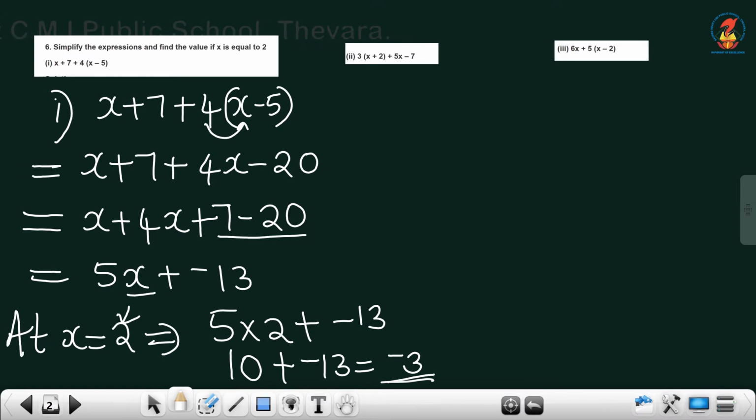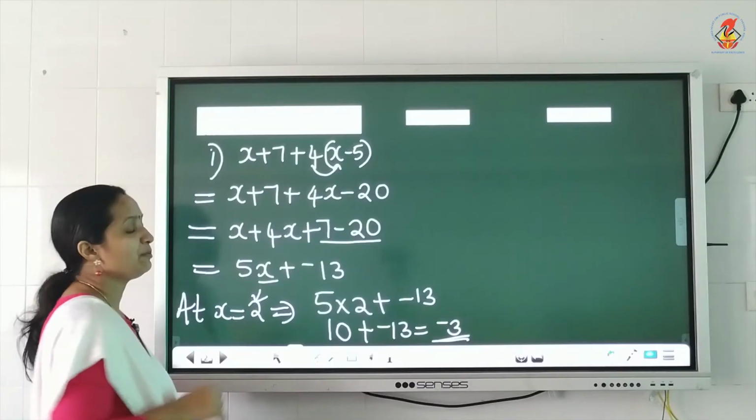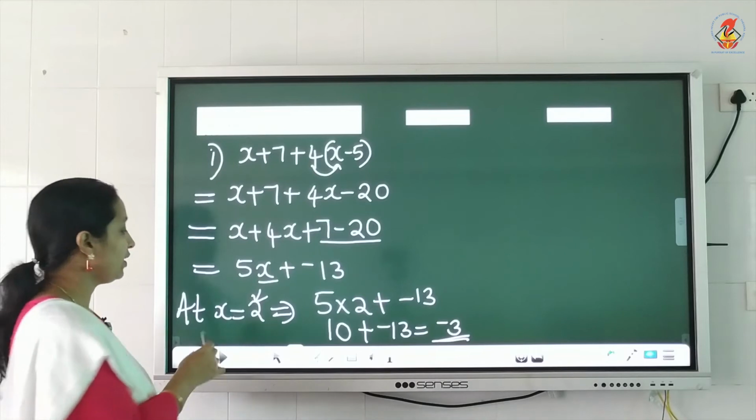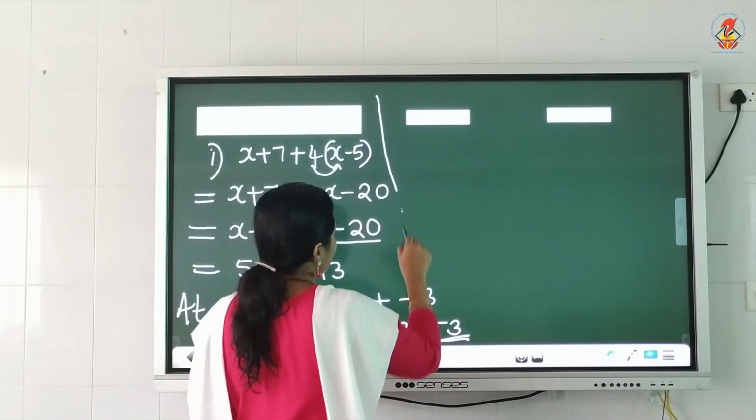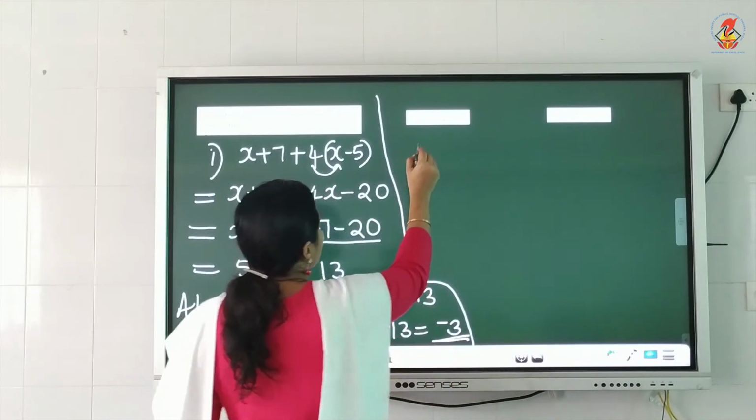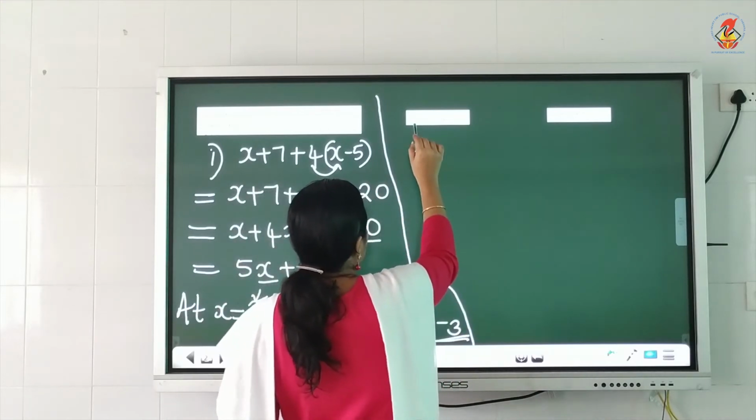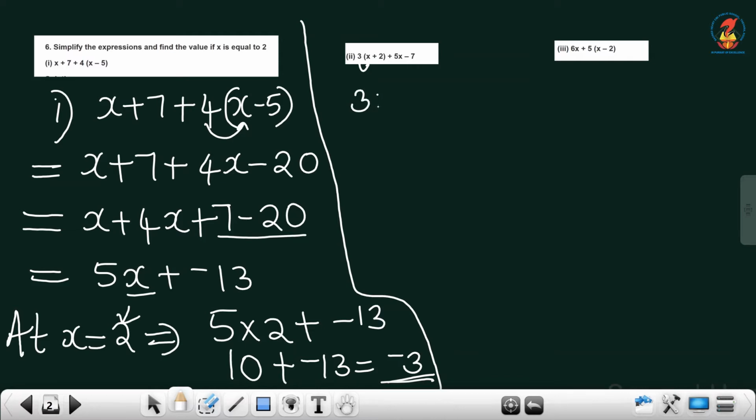I hope this answer is clear. So first you have to simplify the expression, then only we have to substitute the value 2. Okay, now move to the next question. 3 into, first you open the bracket, 3 into x is what? 3x plus 3 into 2, what is the answer? 6. Remaining term same, 5x minus 7.